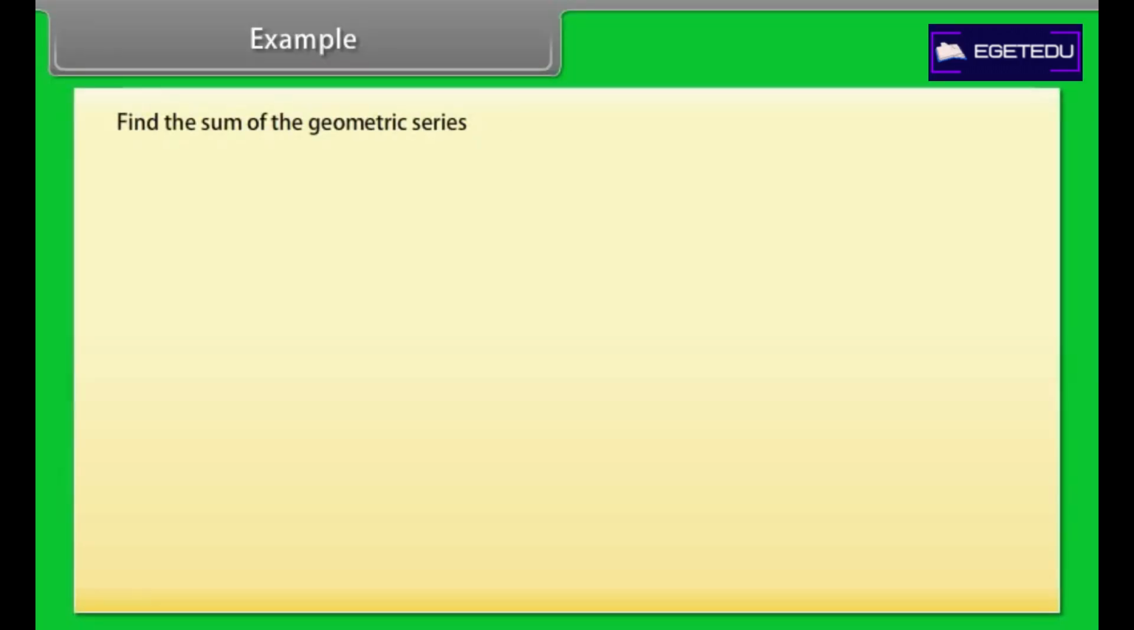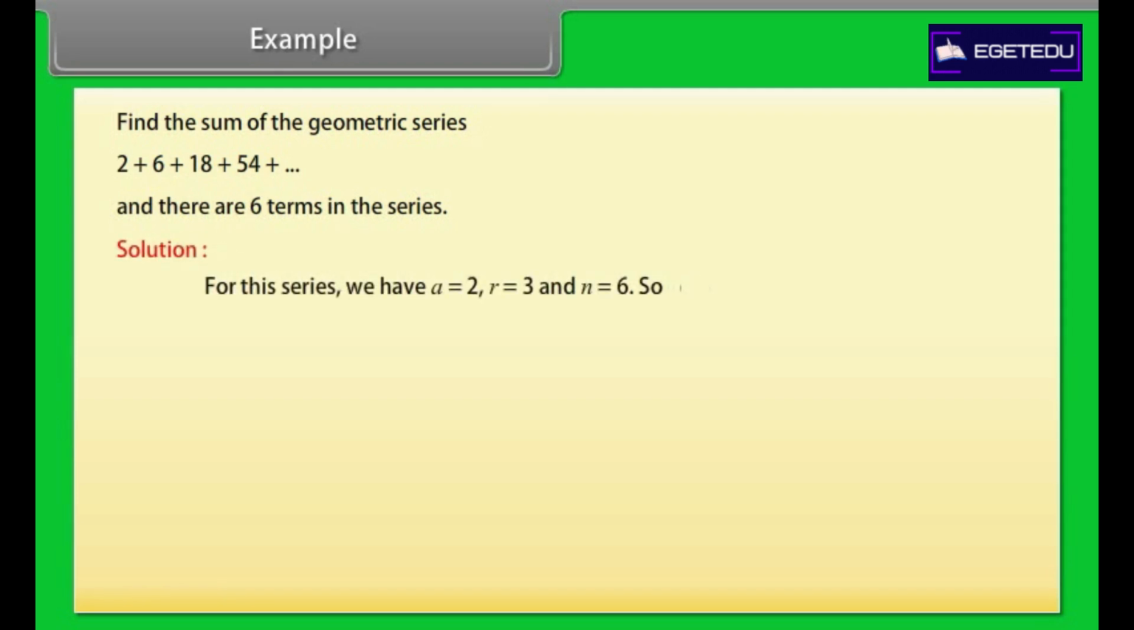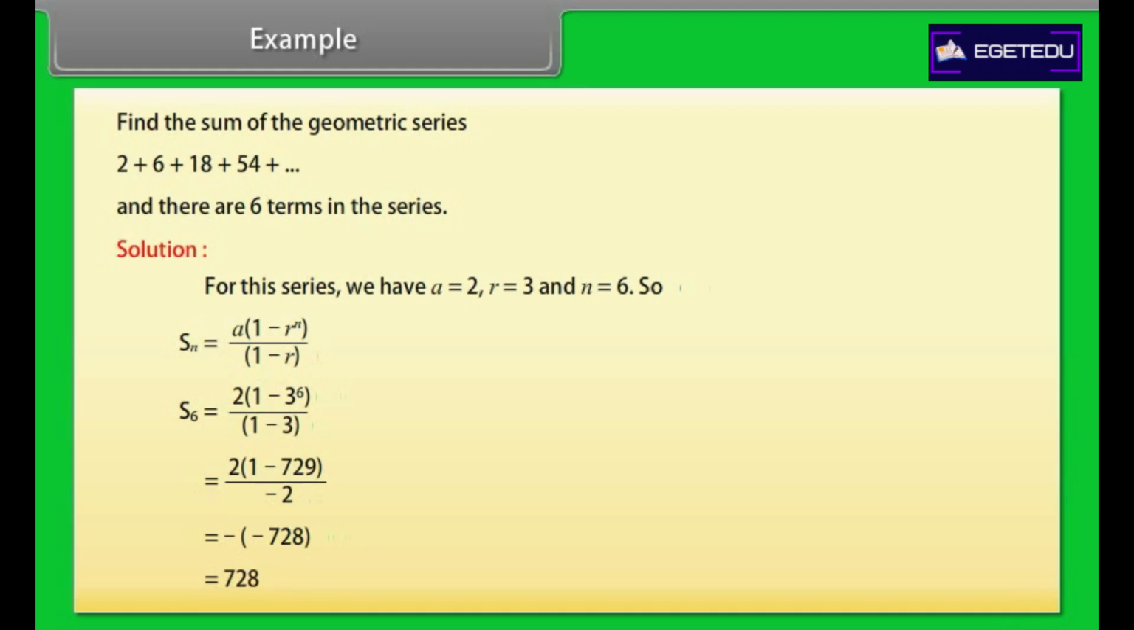Example: find the sum of the geometric series 2 plus 6 plus 18 plus 54 plus and so on, and there are 6 terms in the series. Solution: for this series, we have a is equal to 2, r is equal to 3, and n is equal to 6. So, Sn is equal to a into 1 minus r raised to the power n divided by 1 minus r. By substitution and calculation of the values, we get 728.